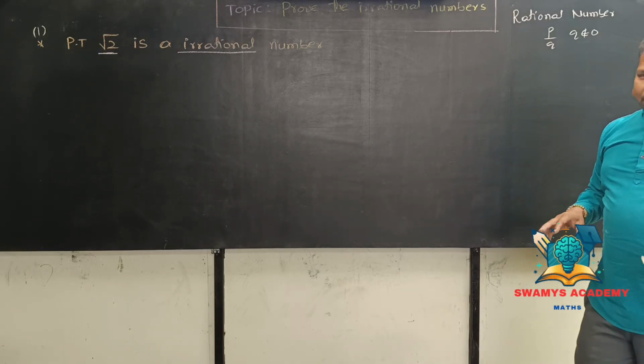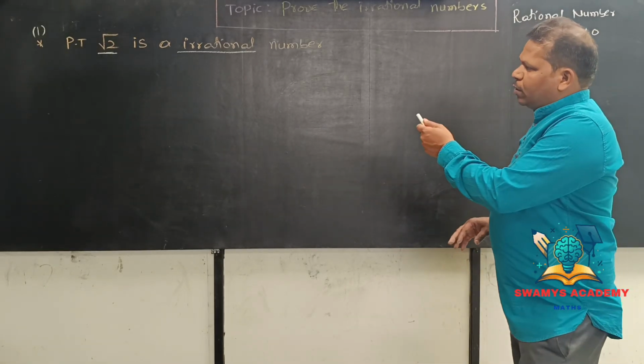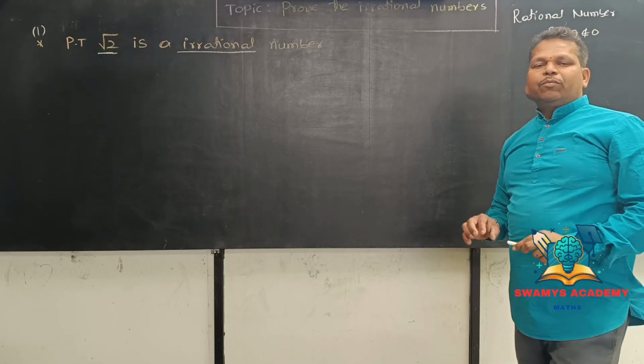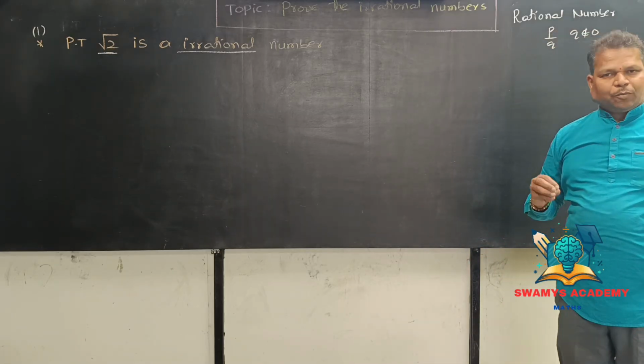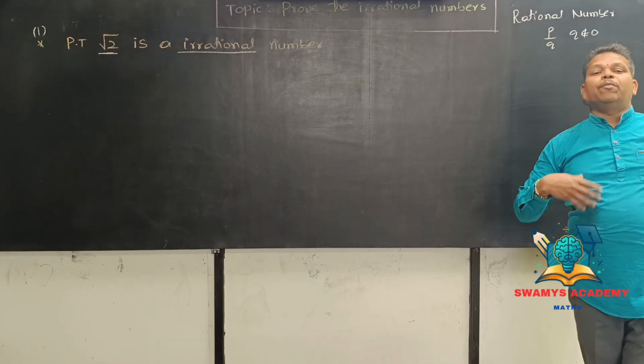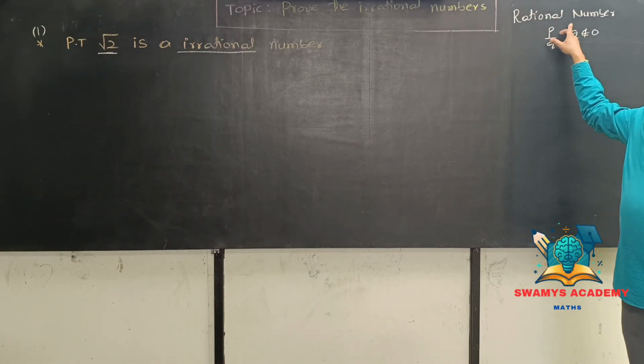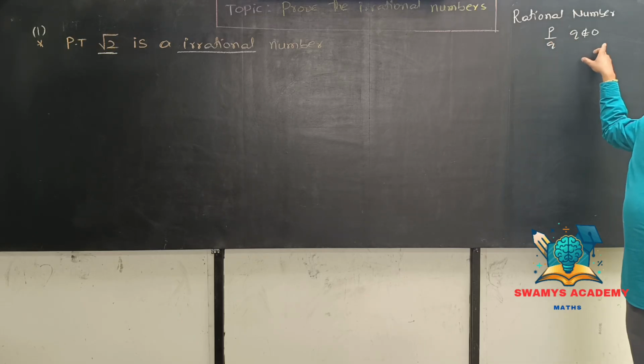So once again, the question is prove that the square root of 2 is an irrational number. Directly it is not possible to prove that, so we take the opposite of irrational number, that is rational number. A rational number is defined as one which can be expressed in the form p by q, where q is not equal to 0.